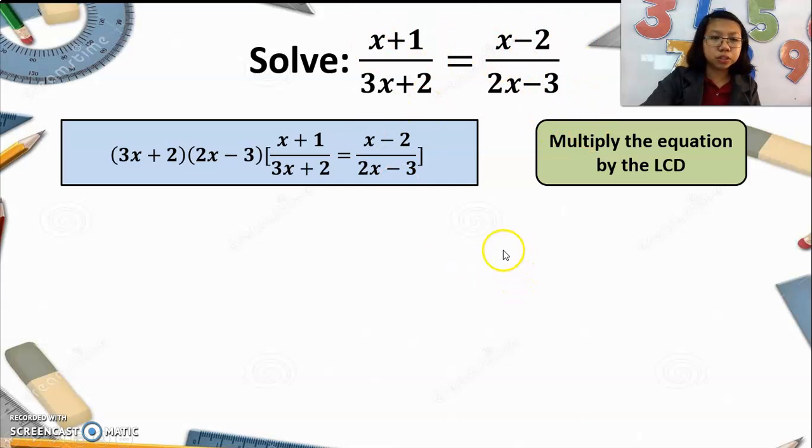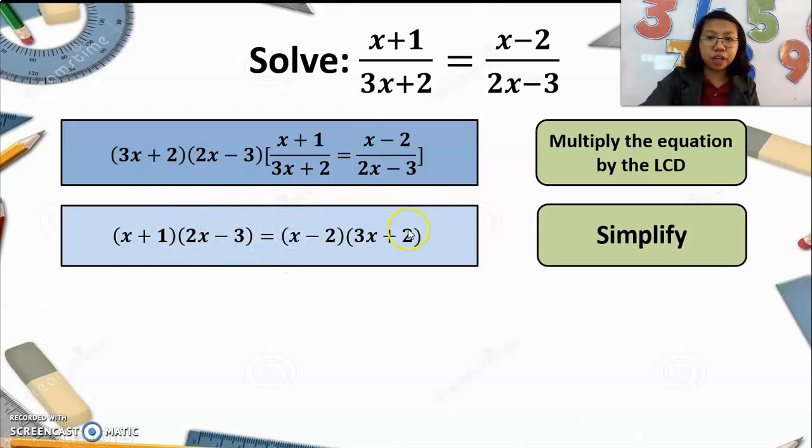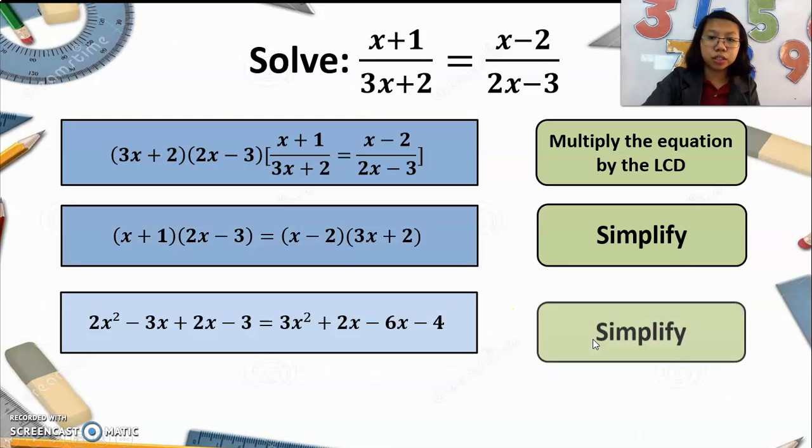So with the use of the LCD, I will have 3x plus 2 multiplied by 2x minus 3. Okay, so on the left side of the equation, I have here x plus 1, just write the numerator, and then 3x plus 2, so cancel out and then cancel out. So just the remaining is just 2x minus 3. So I just need to copy it. And then for the right side of the equation, copy the numerator and then I can cancel out 2x minus 3. So cancel, cancel. So I can only have 3x plus 2 as the remaining for the right side of the equation. Okay. Next thing to do is to use FOIL method or simplify.